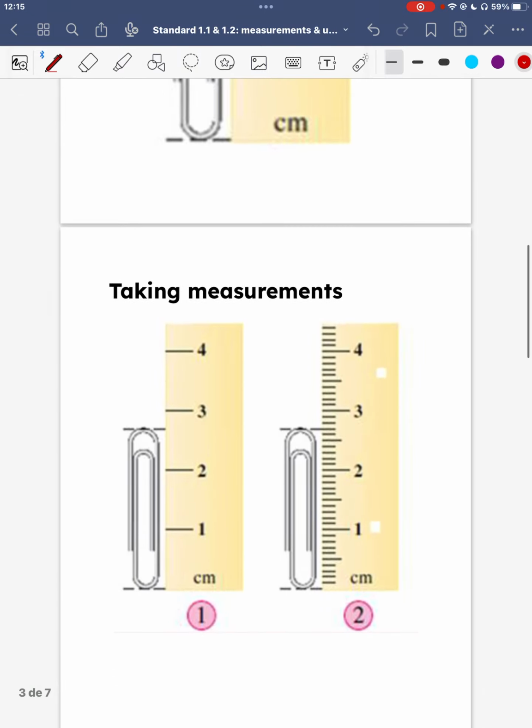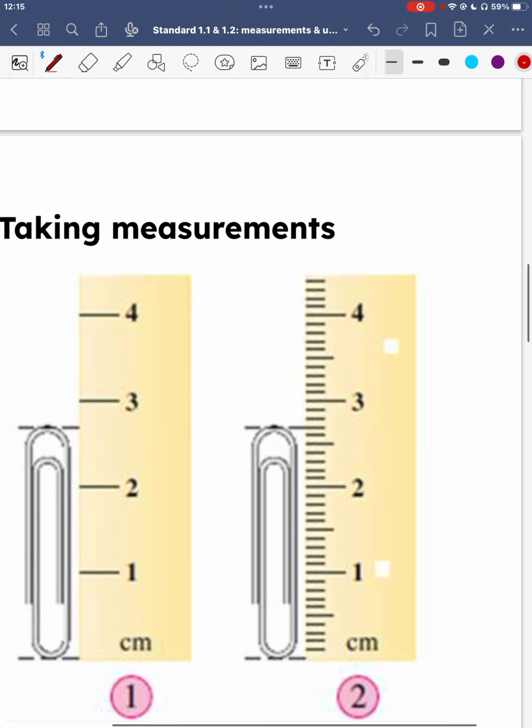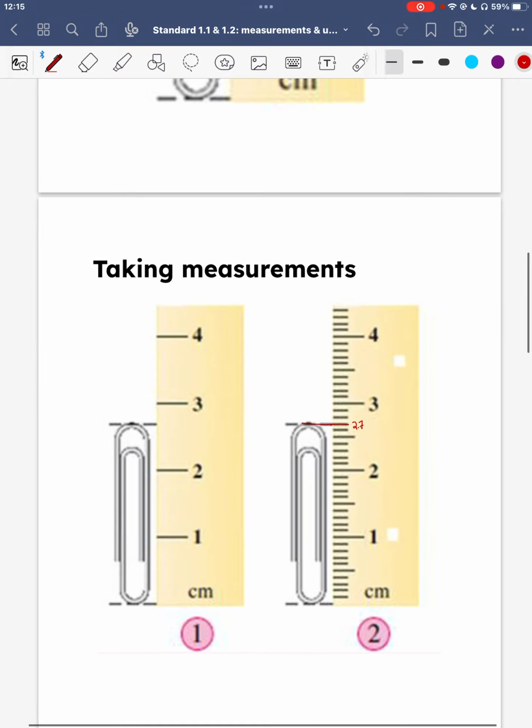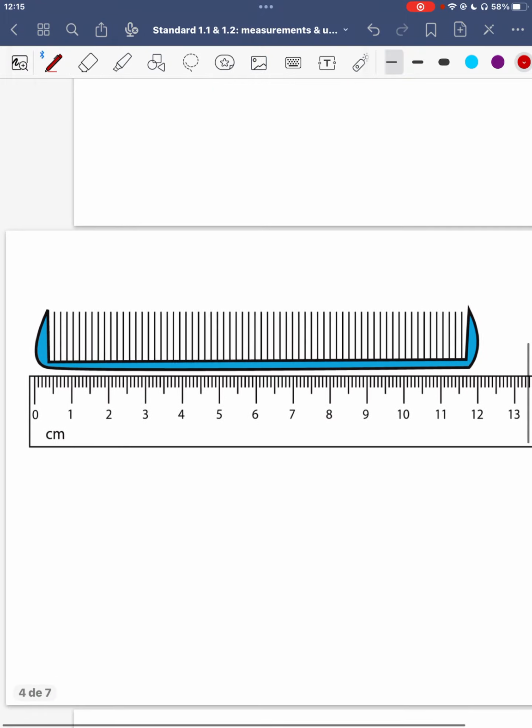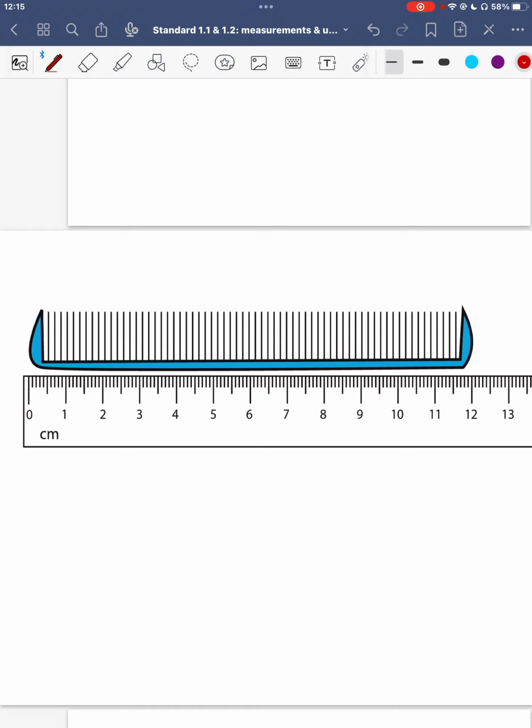Now take a look at what happens if I use this ruler to measure the paper clip. Now I can see very clearly it is right at 2.7 centimeters. All right, so we have a rule for figuring out how many decimal places we put when we take a measurement, based on the type of tool we're using. Let's take a look at this comb to go over those rules I just mentioned.